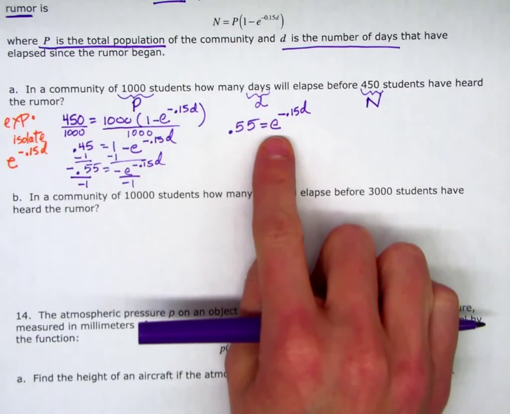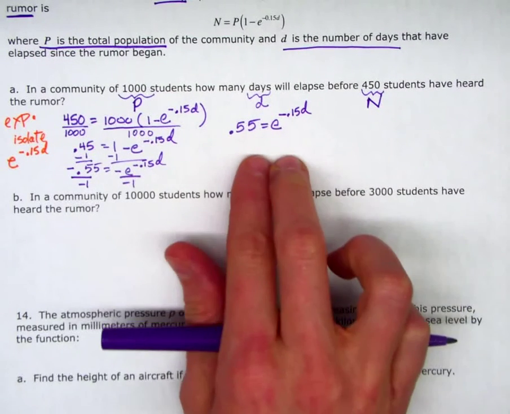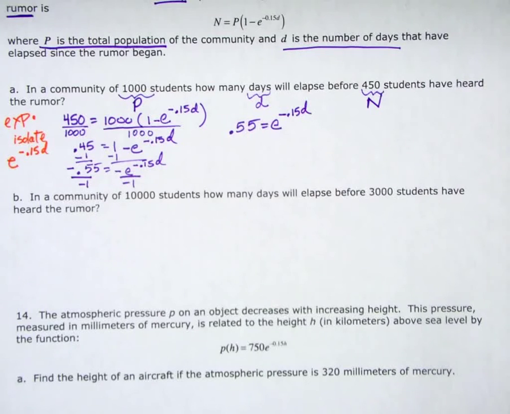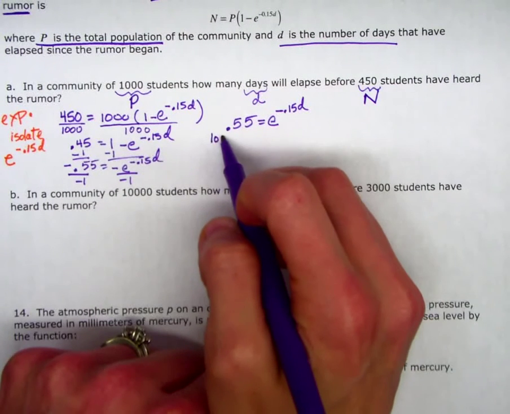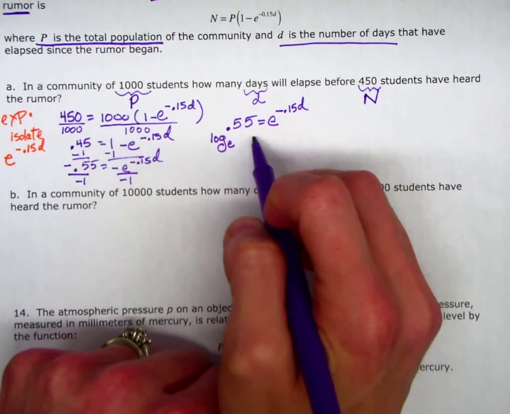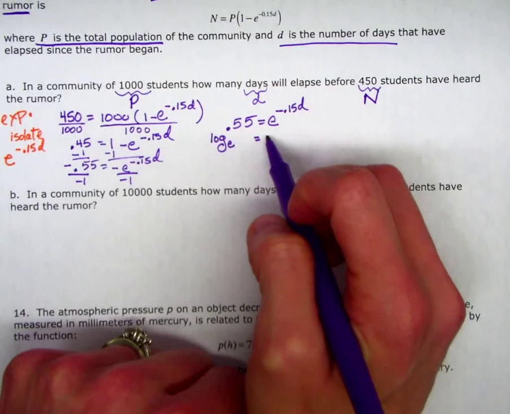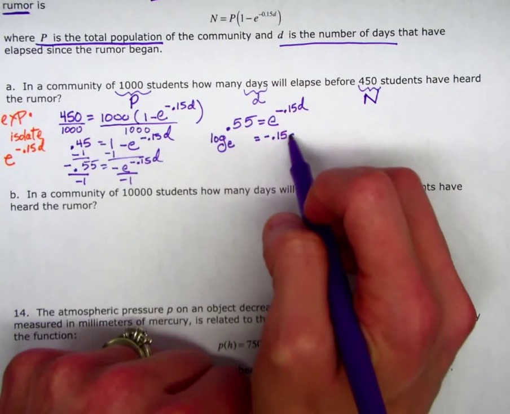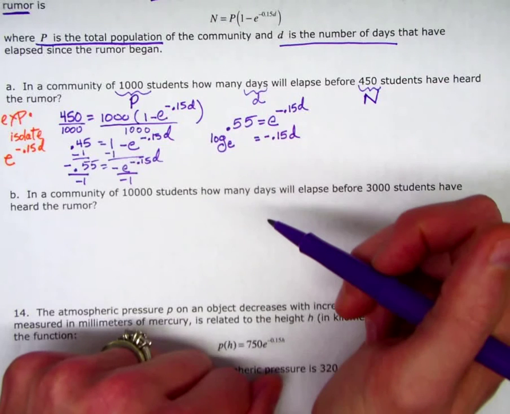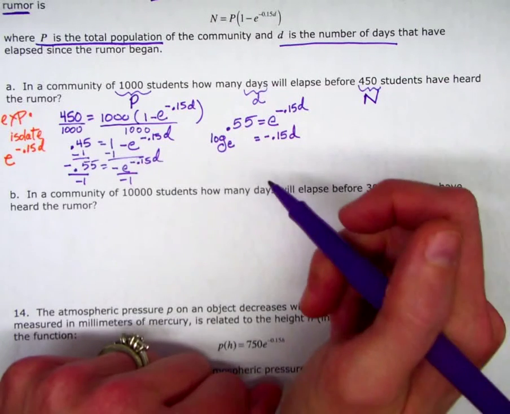But the nice thing is once we get here, we can now change forms. So what is the base here? e. So we have log base e. What's the exponent? Negative 0.15 d. And what's the only number left over? 0.55.